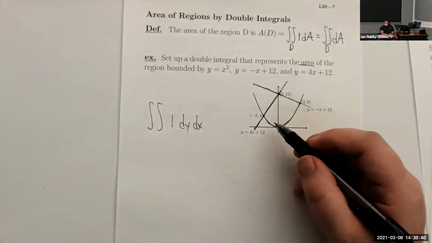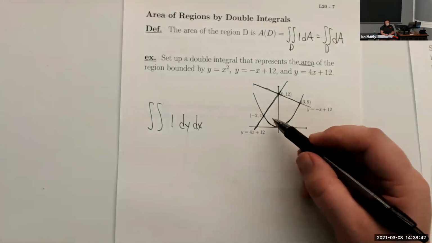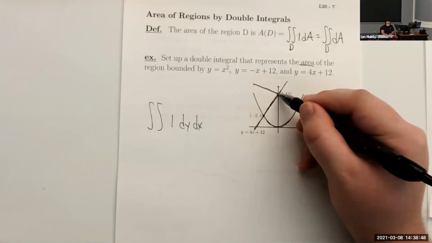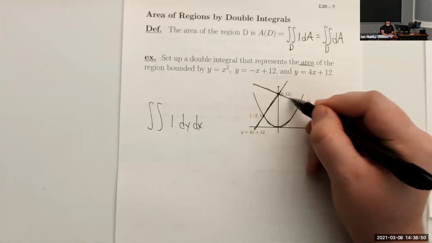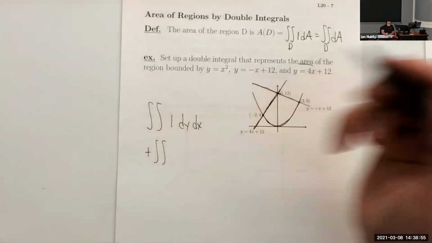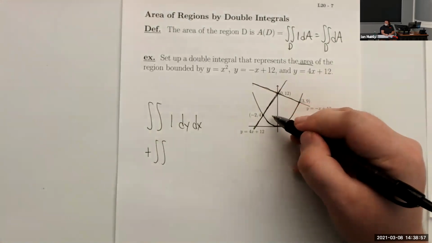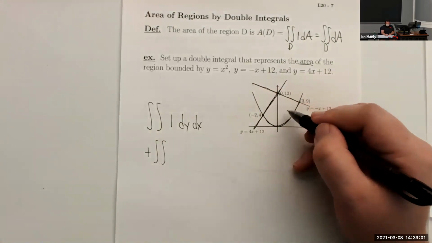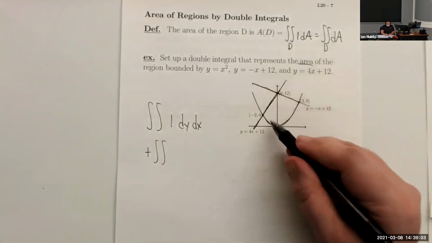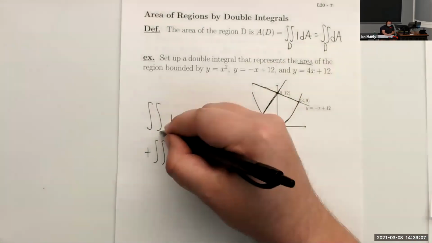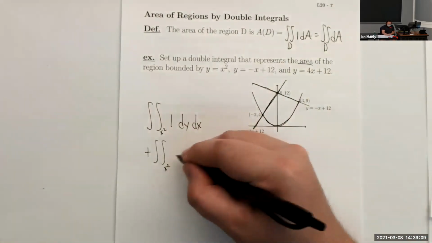Now, the problem here is that there are two different upper bounds for y, right? There's this line right here, and then there's this line right here. So what we need to do is split this up into two double integrals. We're going to find the area of this region right here, and then the area of this region right here. Now the lower bound for both of them is y equals x squared. So that's going to go on the bottom of both of these integrals.